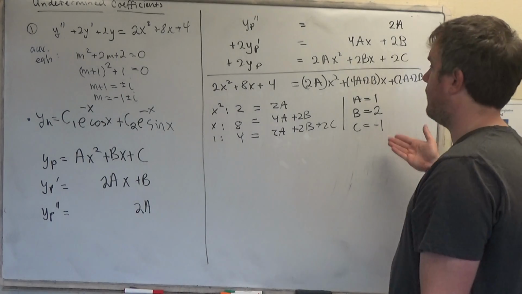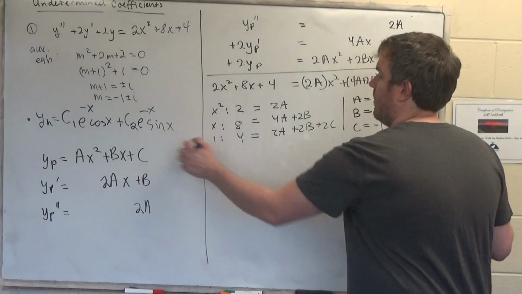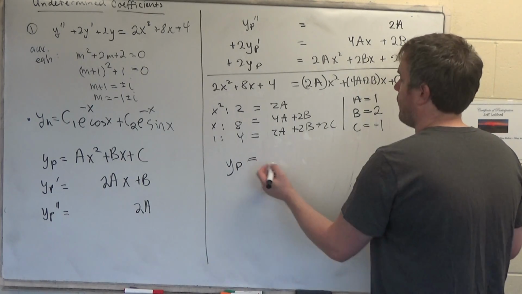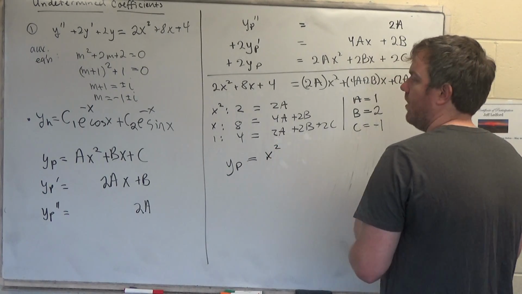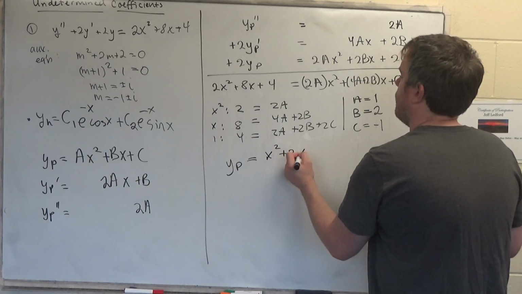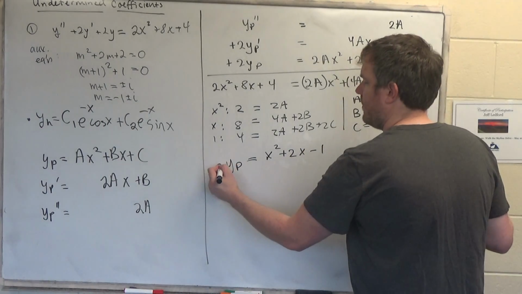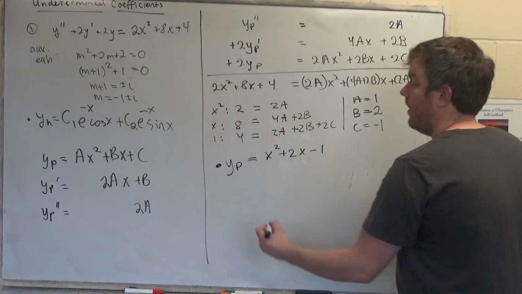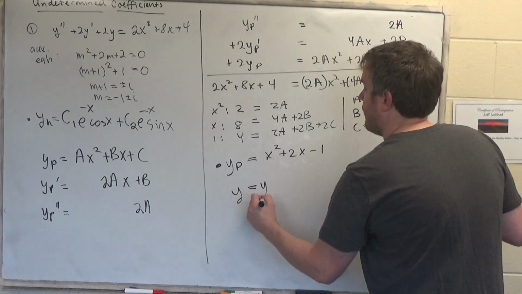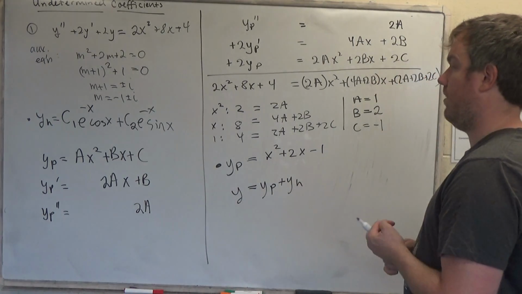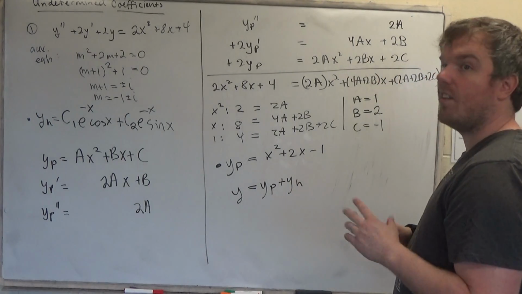Alright, well, what do I do with this information? This is my answer. I just plug that in to y sub p. So y sub p should be ax squared, so 1x squared, plus bx, so plus 2x, plus c, so minus 1. That's my particular solution. And ultimately, the general solution is just the particular solution plus the homogeneous solution, just like before. And that's really all there is to it.